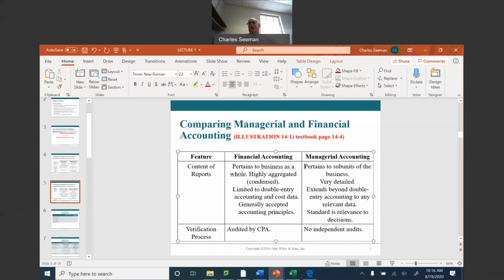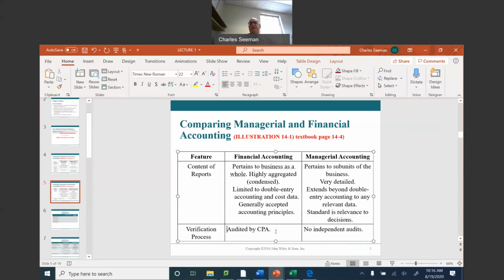So I might give the manufacturing manager specific information relating to manufacturing. I might give the shipping manager specific information relating to shipping costs and who got their goods and who didn't. It's very, very detailed. It does not follow double entry bookkeeping in any way, and there are no standards. In financial accounting, we have generally accepted accounting standards. You can do in managerial accounting whatever you want.